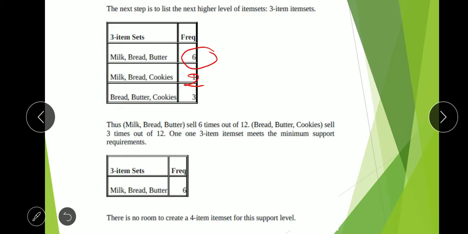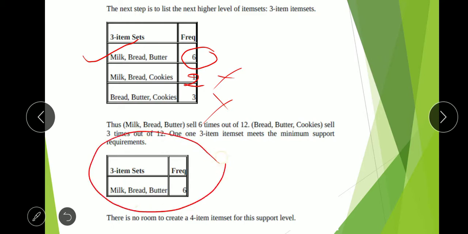So now again we have to apply the support level. Which transaction is satisfying the support level? The only transaction which satisfies the support level is milk, bread and butter. The other 2 are no, because they do not have a support level greater than or equal to 3.96. Therefore, these 2 cannot be taken. So the final 3 item set is milk, bread, butter, 6.